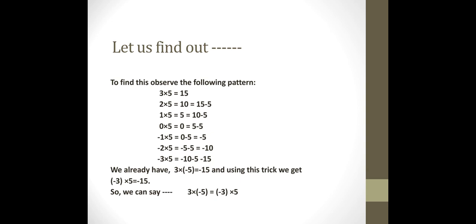So we already have 3 into minus 5 as minus 15, and using this pattern we found that minus 3 into 5 is equal to minus 15. So we say 3 into minus 5 is equal to minus 3 into 5, students. Using this trick, we have found that 3 into minus 5 is equal to minus 3 into 5.